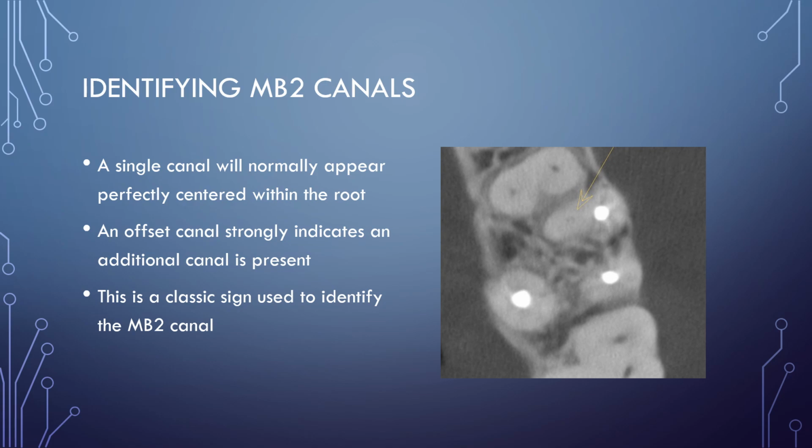When looking at the mesio-buccal root of a maxillary molar, observing this offset positioning is the classic sign used to confirm the presence of the MB2 canal.